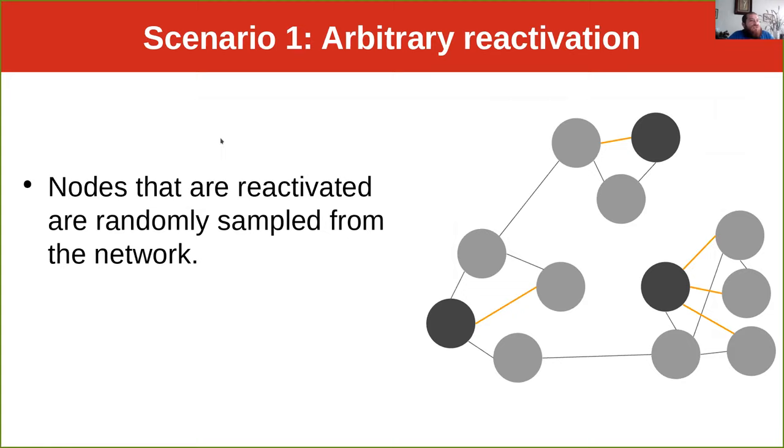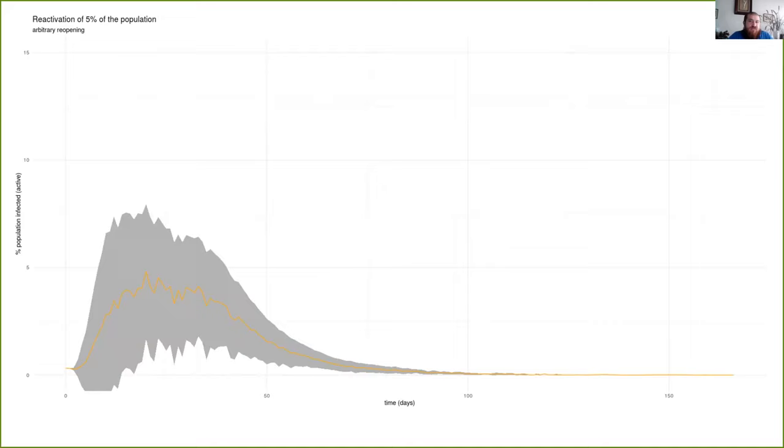The people that go back to the public sphere are randomly distributed on the network. We start by considering 5% of the population being reactivated, since that was the number that the authorities considered would be coming back to work at that time. And we see that the magnitude of the peak still remains below 5%. So it's not so different from maintaining the full lockdown.